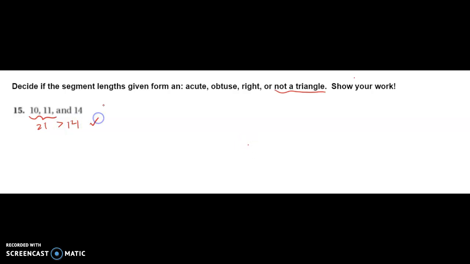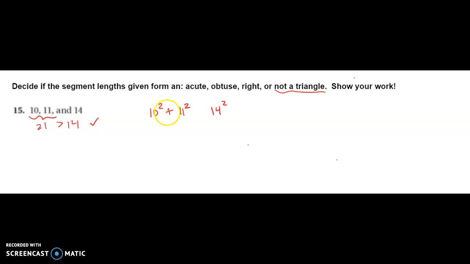So that one checks out. So it's definitely a triangle. We just need to figure out which kind. So what I'm going to do is take my two smallest sides, add the squares, so the sum of the squares. We're going to compare that to the square of the hypotenuse.